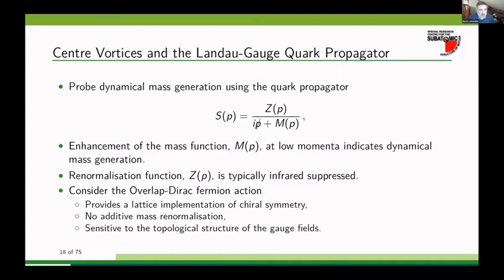Another thing you can do is look at the Landau gauge quark propagator. It's supposed to have this form. There's a renormalization function, which tends to be infrared suppressed. The more interesting thing is the mass function, and it shows dynamical mass generation for small values of the momenta. And so we can look at that. I'll be showing you results from the overlap Dirac fermion action for all sorts of good reasons listed there.